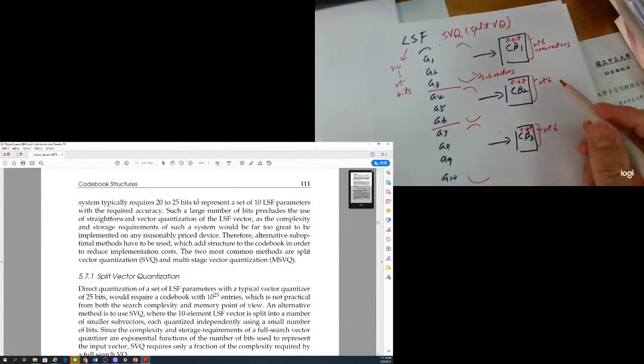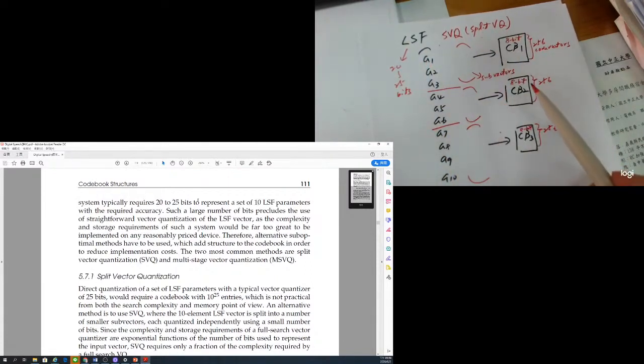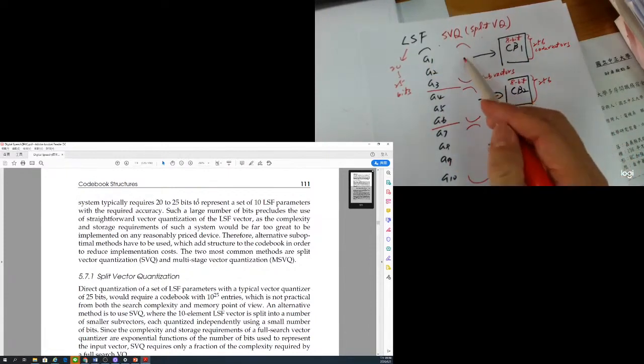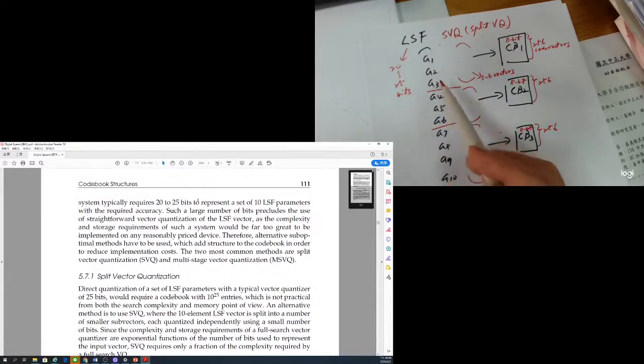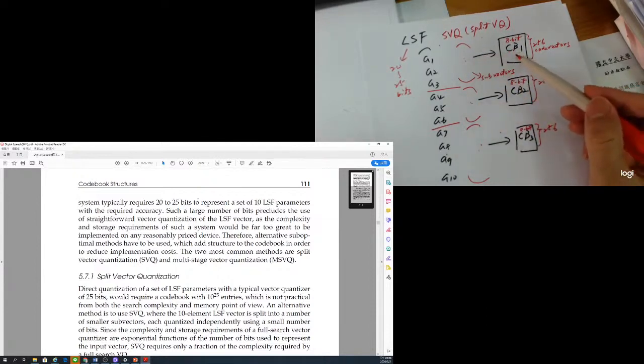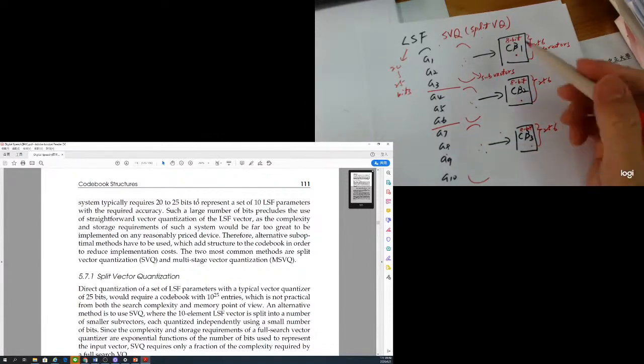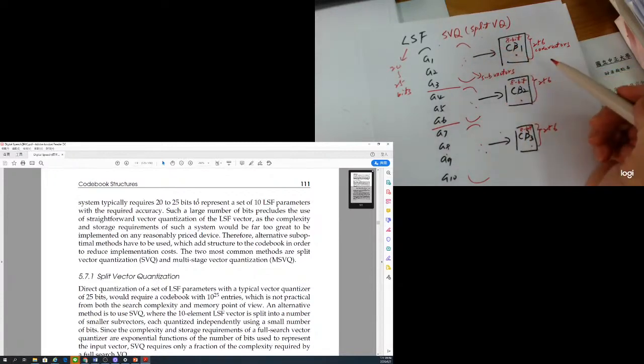So if you have a line spectrum frequency vector, using split vector quantization, we partition it into many subvectors. For example, we partition into 3 subvectors. It's not evenly dividable, so we use 3, 3, 4. Each subvector has a corresponding codebook: low frequency codebook 1, middle frequency codebook 2, and high frequency subvector codebook 3. With each codebook, your complexity will be easy.